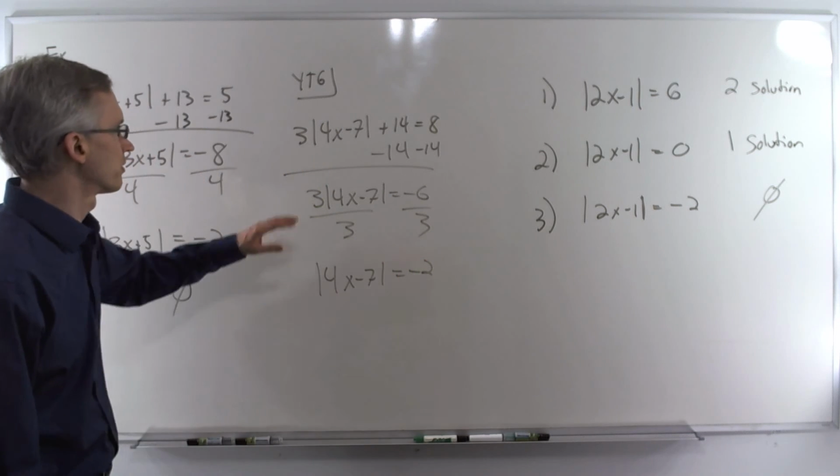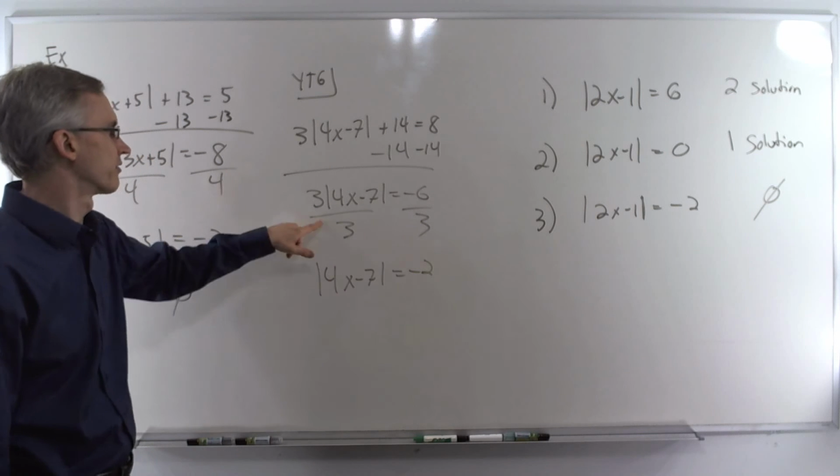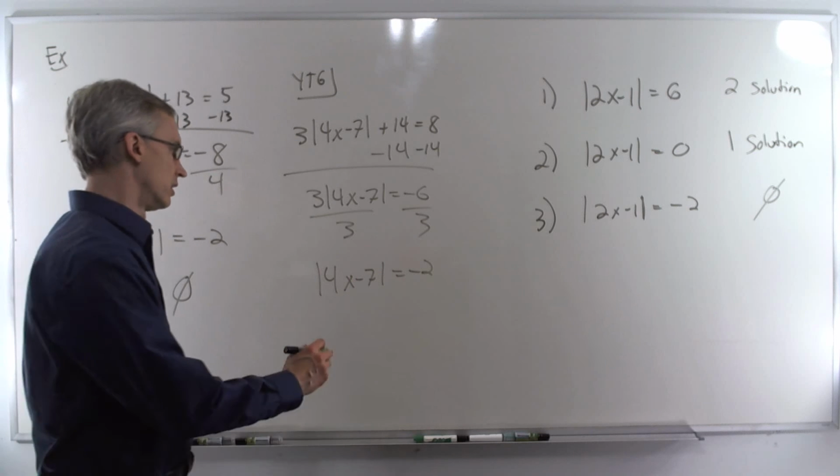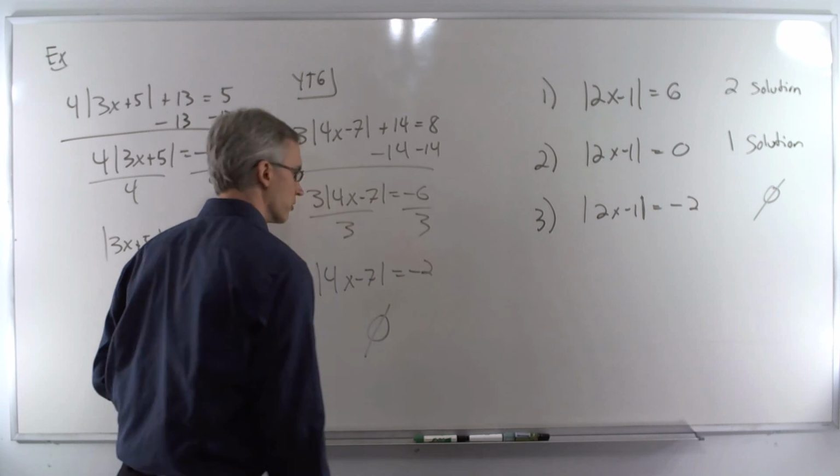So isolating the absolute value, subtract 14 from each side, and then divide by 3, we get absolute value of 4x minus 7 equals negative 2. No solution.